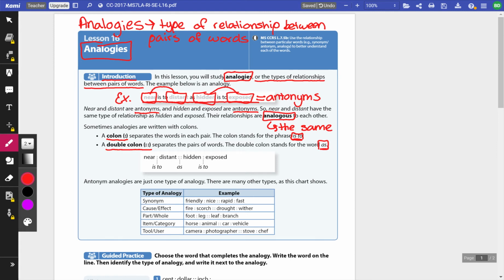So down below, we have a little example of this with our colons. So near, we have a single colon there, and that stands for is to. So near is to distant, as. We know it's as because we have the double colon. So near is to distant, as hidden, single colon, is to exposed. So near is to distant, as hidden is to exposed. So that's how you would read that analogy. And remember, our colons stand for different things. So single colon is to, double colon as.